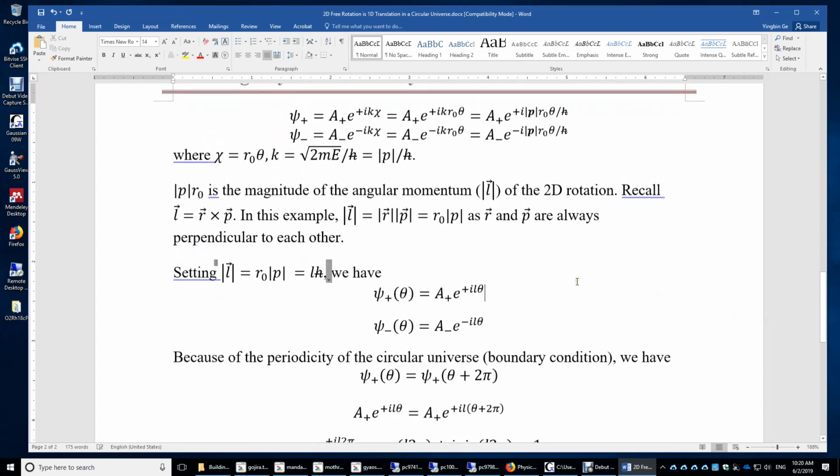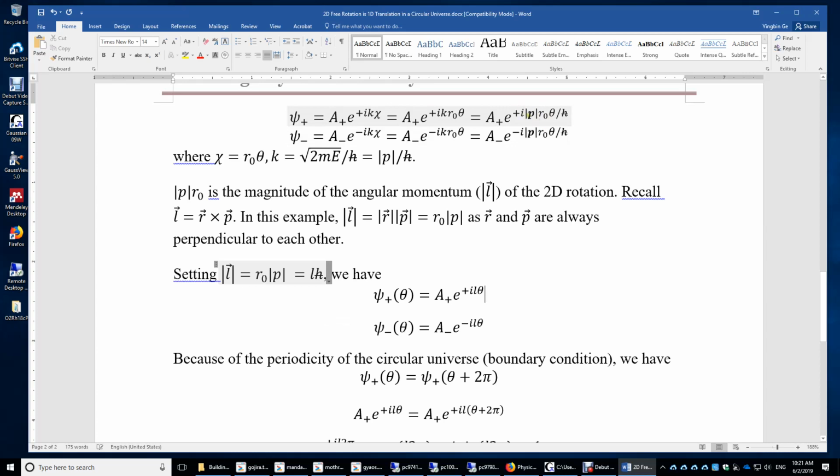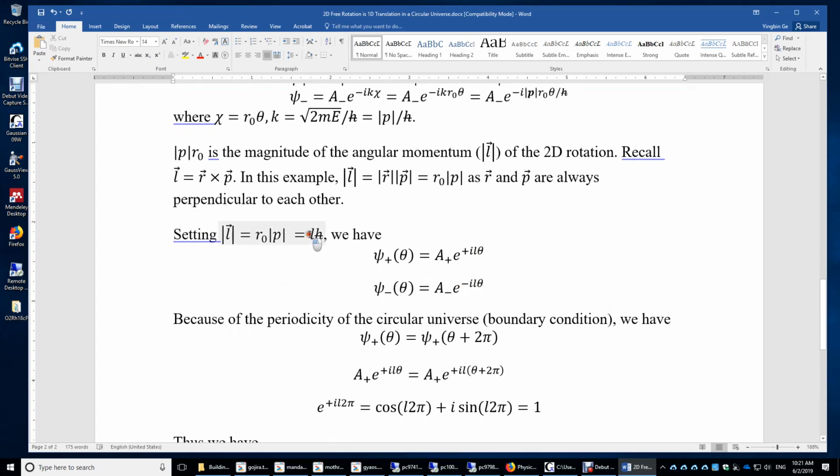Alright, so now we can simplify these two wave functions. We know this p times r0 is simply the angular momentum, and then we define this L. This is the quantum number for rotation. We define L to be the magnitude of the angular momentum divided by ħ, and then the two wave functions are very simple. It's e to the power of iLθ and e to the power of negative iLθ. And then I'm going to prove this L must be an integer, and over here, L must be non-negative. So in the end, I will prove this L must be a non-negative integer.